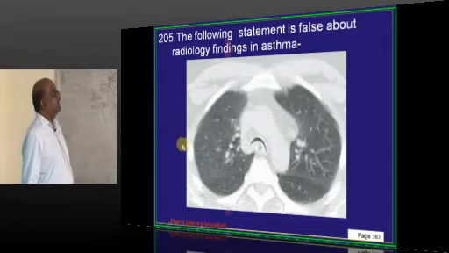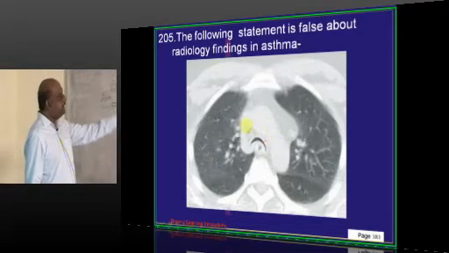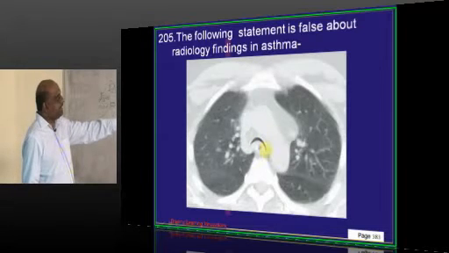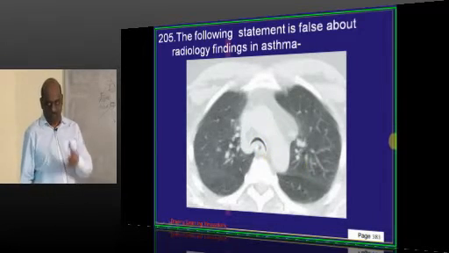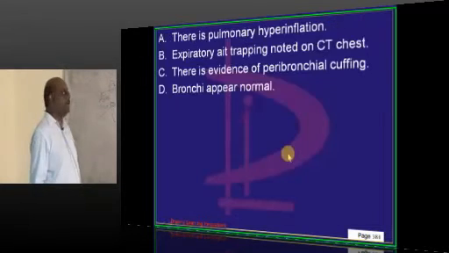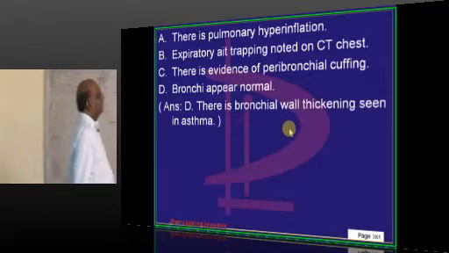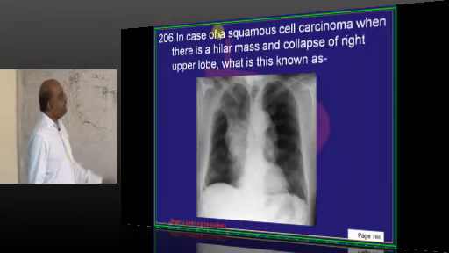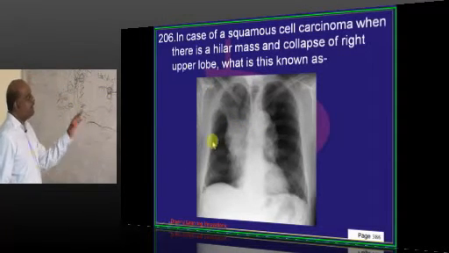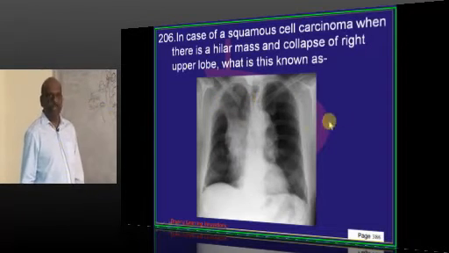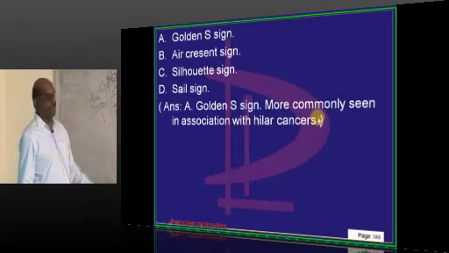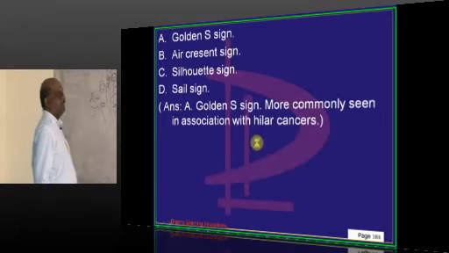Now, in this you can see there is a thickening of the bronchi, which is a classical thing you see whenever the patient is having bronchial asthma due to the hyperreactive edematous airways occluded by mucus plugs. So, in case of squamous cell carcinoma, when there is a hilar mass and collapse of the right upper lobe, what is this known as? So, typically that is called as a golden S sign. Golden S sign is whenever hilar cancer.